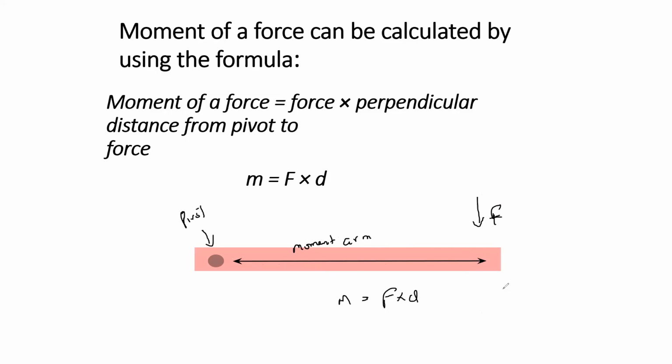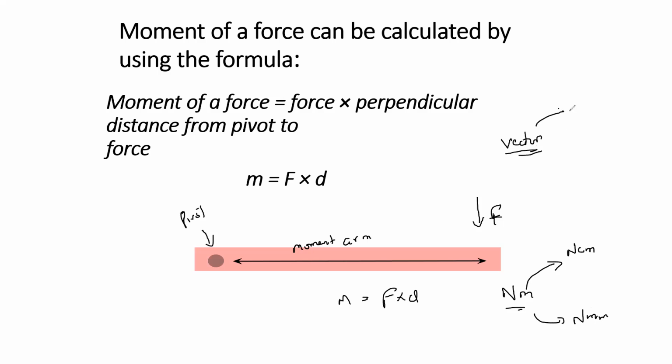The unit of force is Newton and the SI unit of length or distance is meter. So Newton meter is the unit, but other acceptable units are Newton centimeter or Newton millimeter. Moment is a vector quantity. A vector quantity means it has a direction.